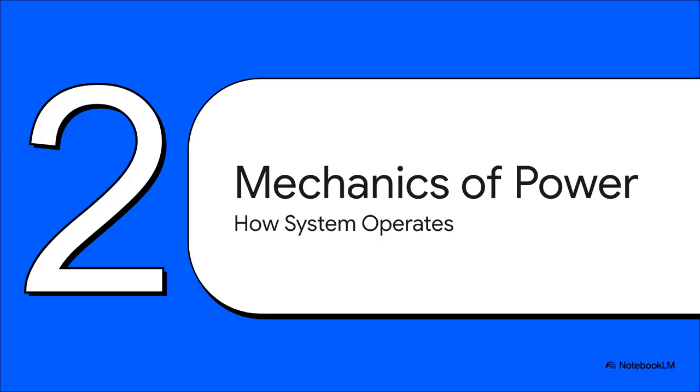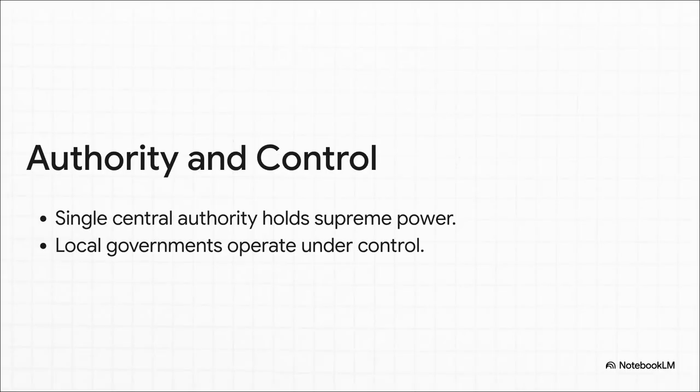Moving right along to Section 2, the mechanics of central power, or basically how this whole system actually operates day to day. When we break down the authority and control, we see a totally clear, unambiguous hierarchy. The first major feature is that a single central authority holds supreme power. And flowing directly from that, local governments operate completely under the control of that central government. Authority in a unitary system is pretty simple. It flows only in one direction, downward. It never bubbles up from the regions to dictate terms to the top.